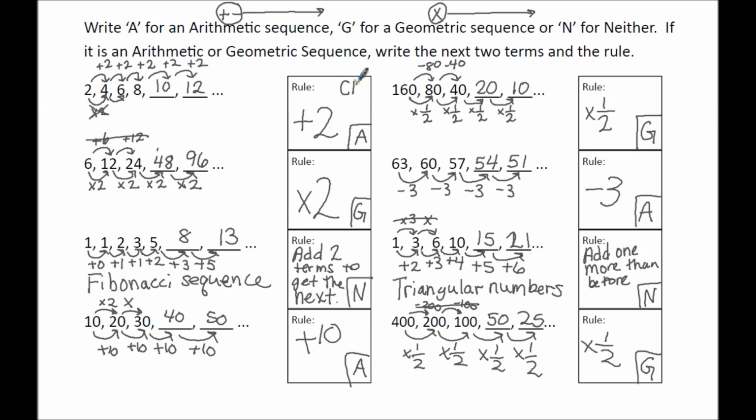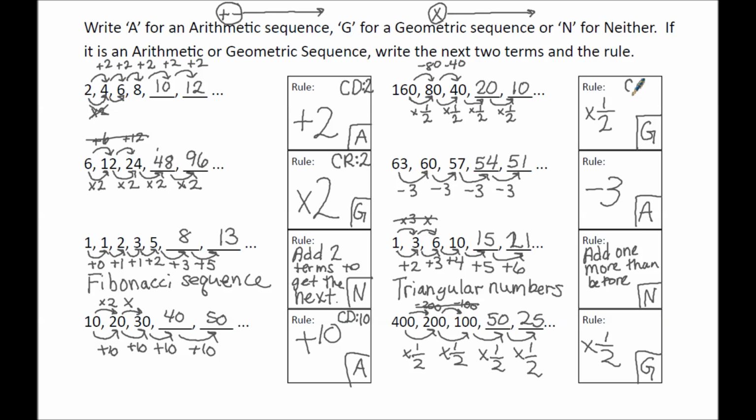Now with an arithmetic sequence, we're going to have a common difference, and if the rule is adding 2, my common difference is 2. Geometric, you have a common ratio, and your common ratio in this case is going to be 2 because the rule is multiply by 2. If it's neither, we're going to skip that one, but arithmetic in this situation, we're going to have a common difference, and the difference between all of those terms is 10.